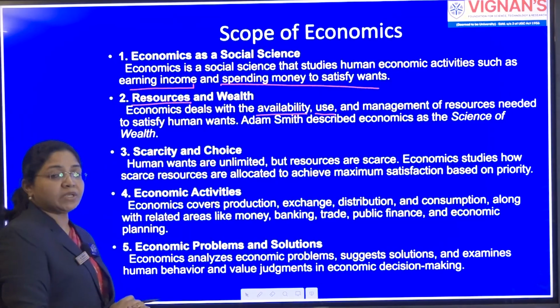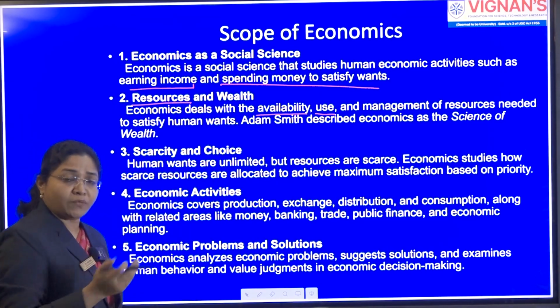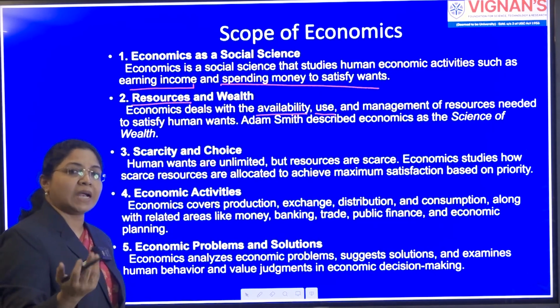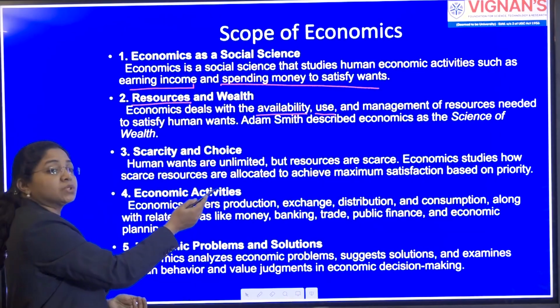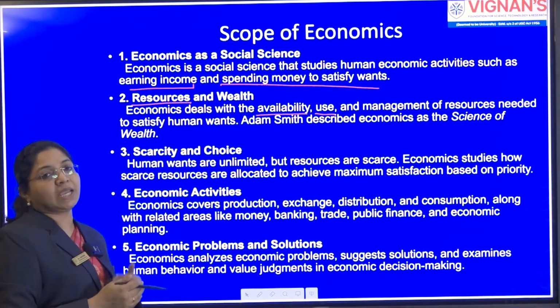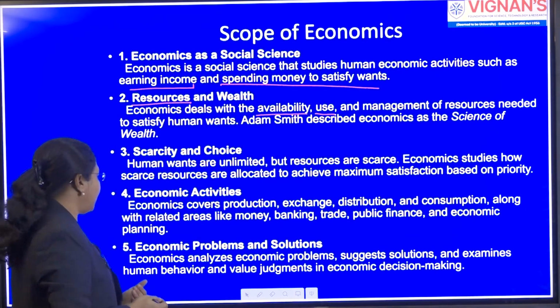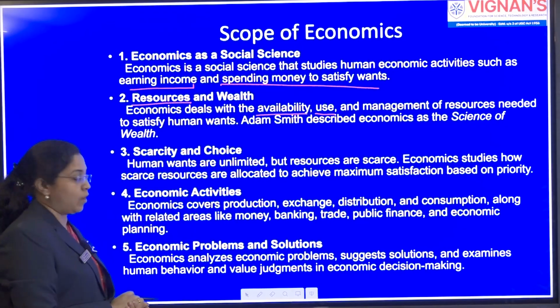The fourth point is economic activities. What are the economic activities we have seen in the definition before? That is production, consumption and distribution. Economic activities like production, exchange, distribution, consumption, along with related areas like money, banking, trade, public finance, and economic planning, all come under the scope of economics.